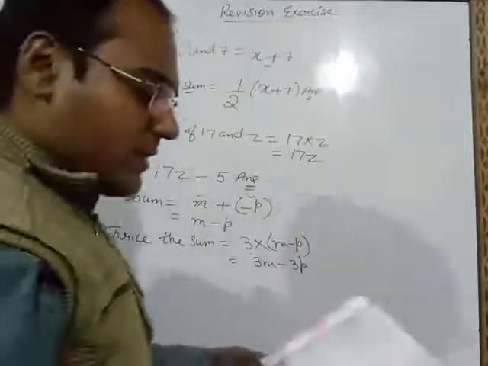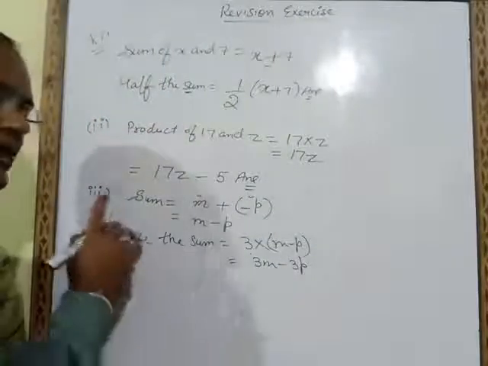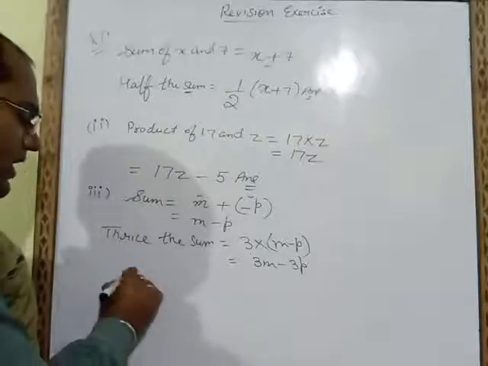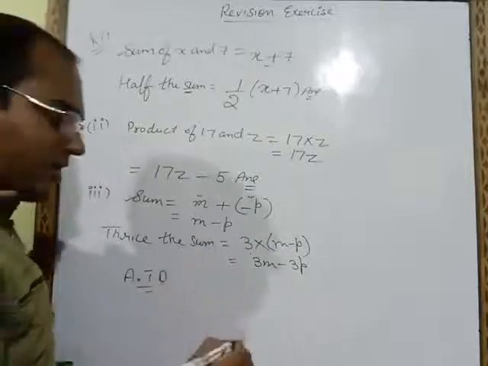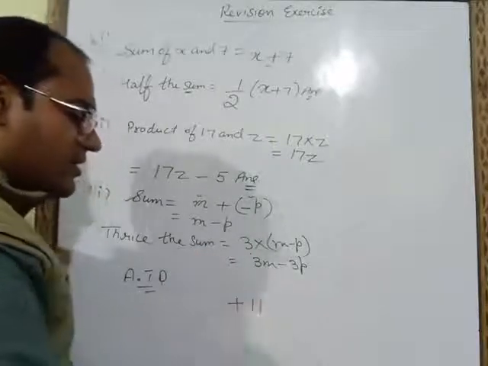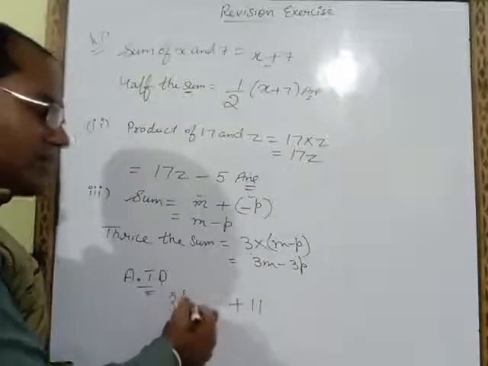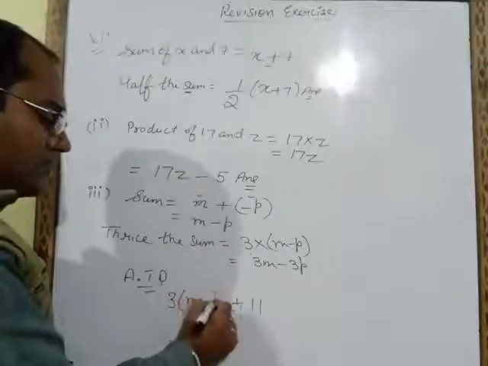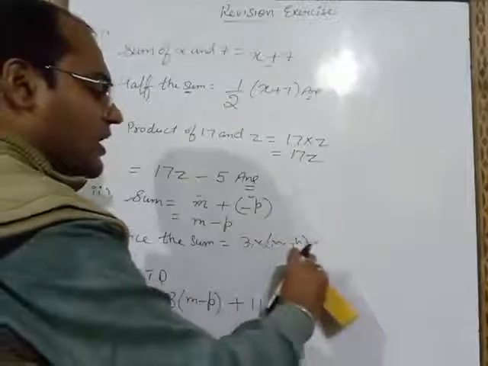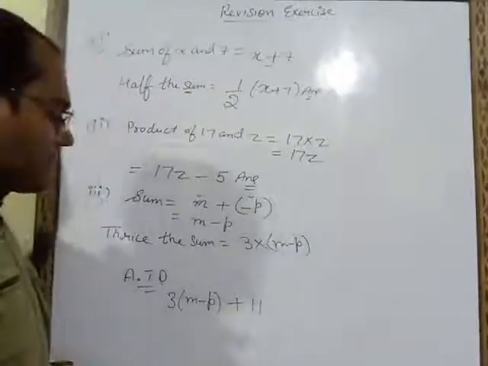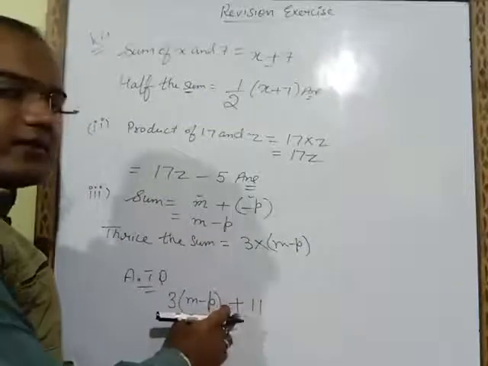Now what is the question? 11 added to thrice the sum. So according to the question, what is said? 11 is added. You have to add 11. To which number do you have to add 11? Thrice the sum. What is sum? M minus p. If you do not open this bracket and do not do this step, then how will you write? In the question he said you have to add 11. That's why here I have written plus 11.